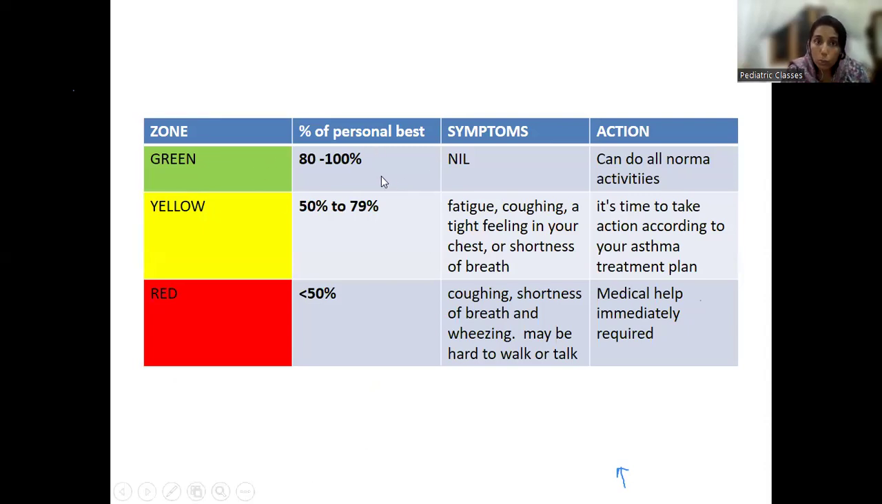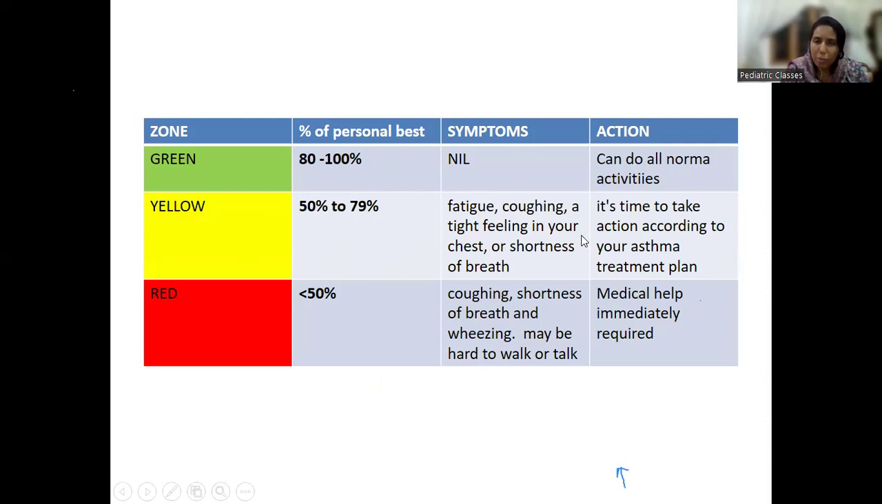We have a green zone when the PEFR is between 80 to 100% of the personal best. Then the yellow zone, when the patient's PEFR is between 50 to 79% of the personal best. And the red zone, which is way less than 50%. So in the green zone, the patient does not have any symptoms. We can do all the normal activities.